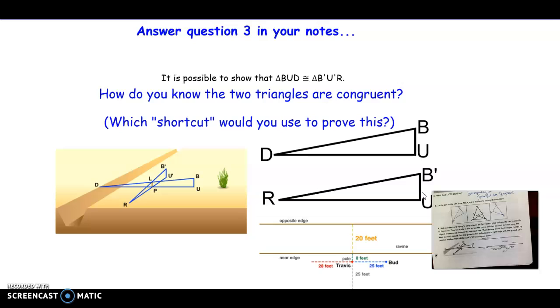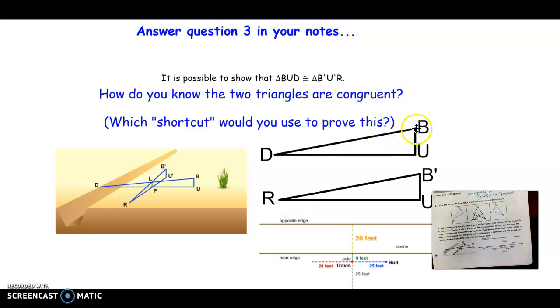The other distances we know for sure are the same. Remember, we are finding the length across from U to D, but we were able to measure U prime R. And we know those distances are the same because of the line of sight that he used. So we could use SAS as our shortcut.